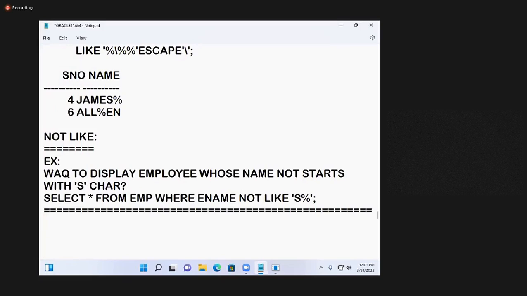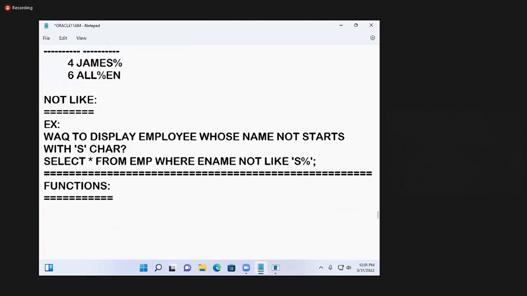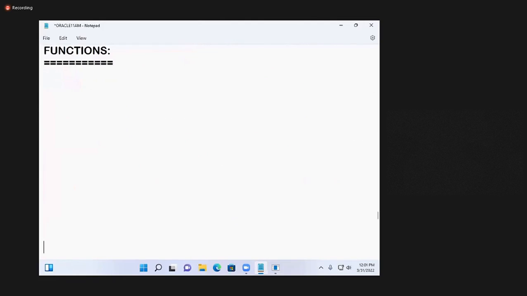The next one is one more basic topic. What is this? Functions. The next new topic: functions.